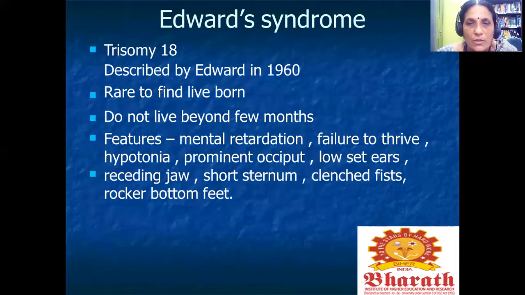Next, see about Edwards syndrome. It's a trisomy 18 discovered by Edwards in 1960. Rare to find live born, so do not live beyond a few months. Features of Edwards syndrome are mental retardation, failure to thrive, hypotonia, prominent occiput, low set ears, receding jaw, short sternum, clenched fist, rocker bottom feet. These are the characters of Edwards syndrome.